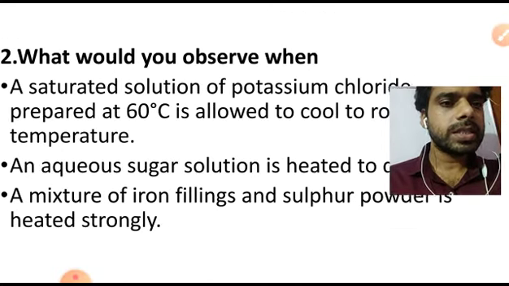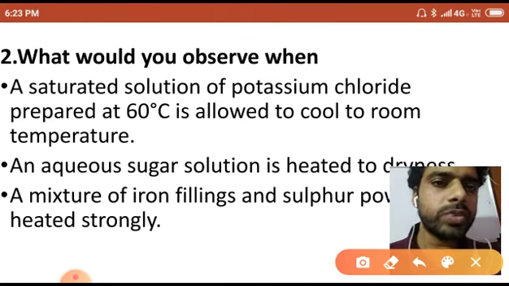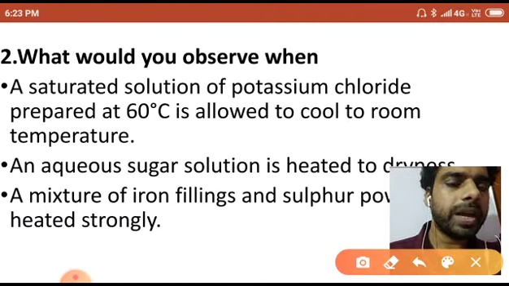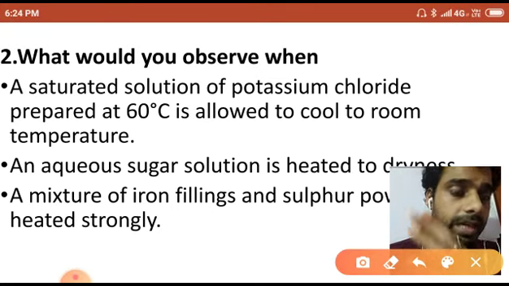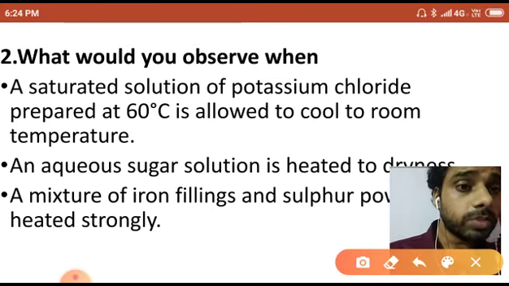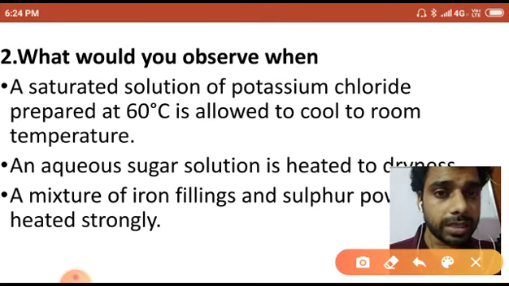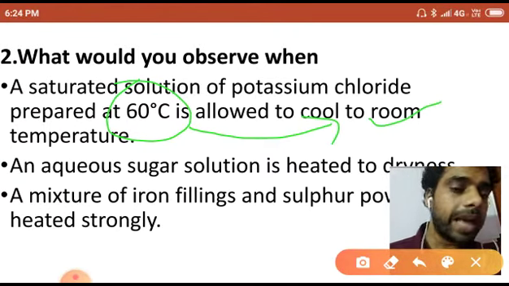Now you can see the second question: what would you observe when a saturated solution of potassium chloride prepared at 60 degrees C is cooled to room temperature? You know, 60 degrees C means the interparticle space widens up and more solute has been added. Just try to understand, 60 degrees C was the initial temperature. Now you are decreasing the temperature towards room temperature. So what will happen in that case?